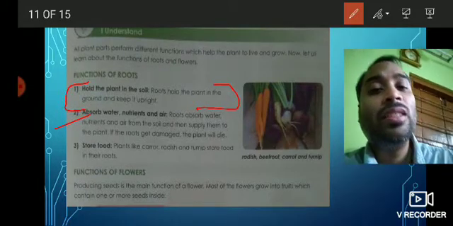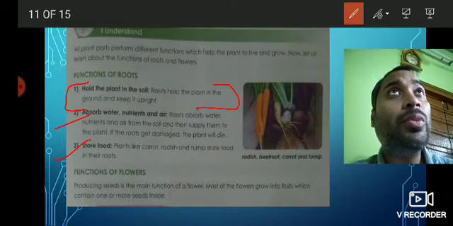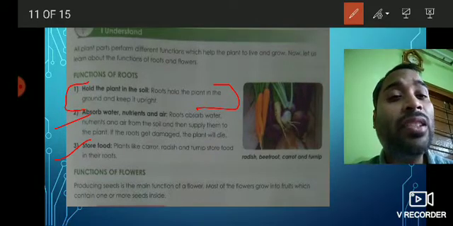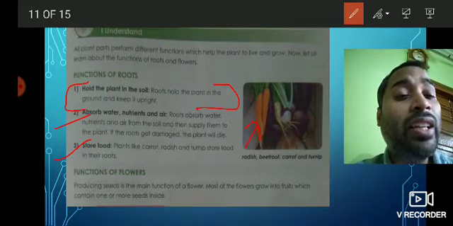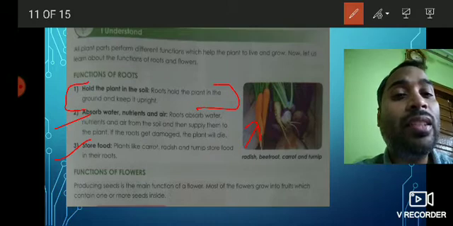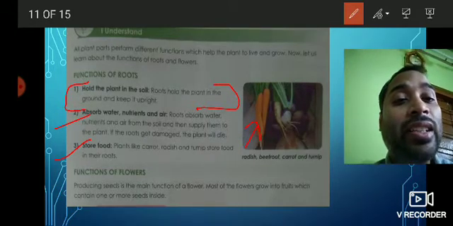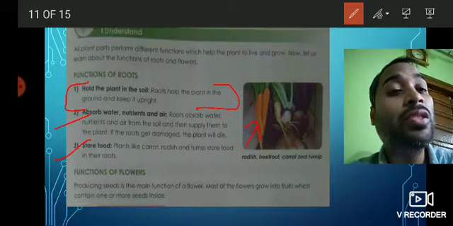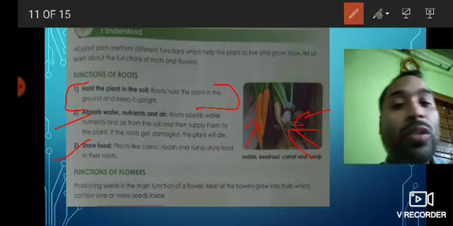Then next important function is to store food. So there are certain roots which can store food. For example, carrots, which you have seen already. This is a root, and we can eat this part as food. Why? Because it stores food. Plants like carrot, radish and turnip store food in their roots. So these are some examples where food is stored in the roots.